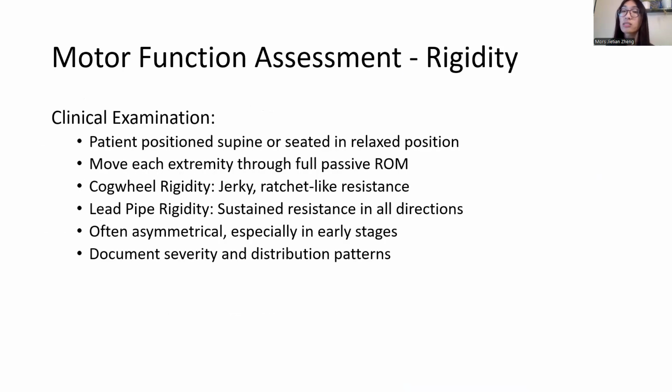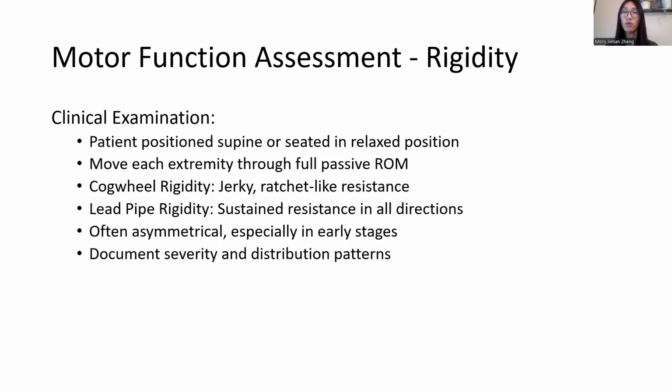Rigidity assessment requires systematic clinical examination with the patient positioned supine or seated in a relaxed position. We move each extremity through full passive range of motion, feeling for increased resistance. Cogwheel rigidity has the characteristic jerky, ratchet-like quality that occurs when tremor is superimposed on an increased tone. Lead pipe rigidity shows sustained resistance in all directions without fluctuations.